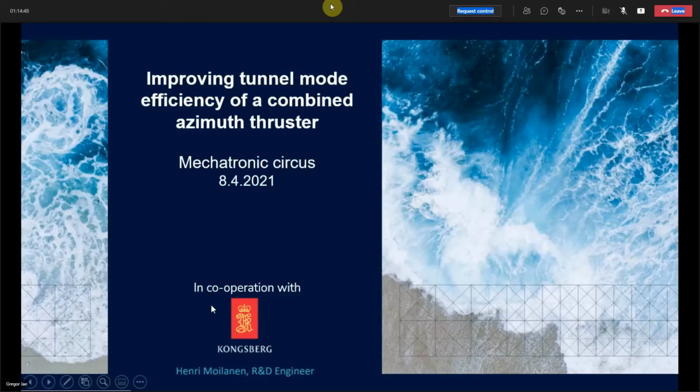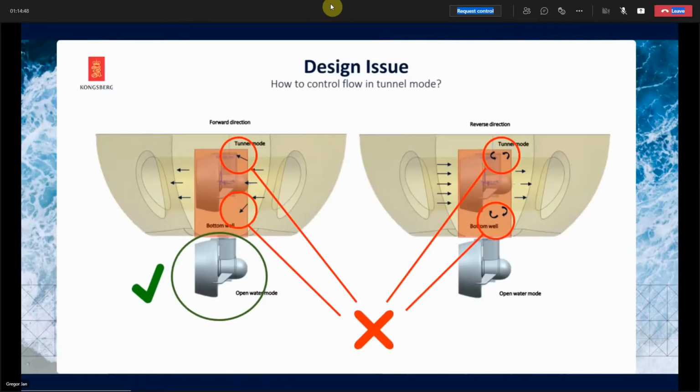Welcome. We would like to introduce you to our work, which was improving tunnel mode efficiency of a combined azimuth thruster. My name is Gregor, and I would like to quickly introduce what our goal and task were. What is an azimuth thruster?